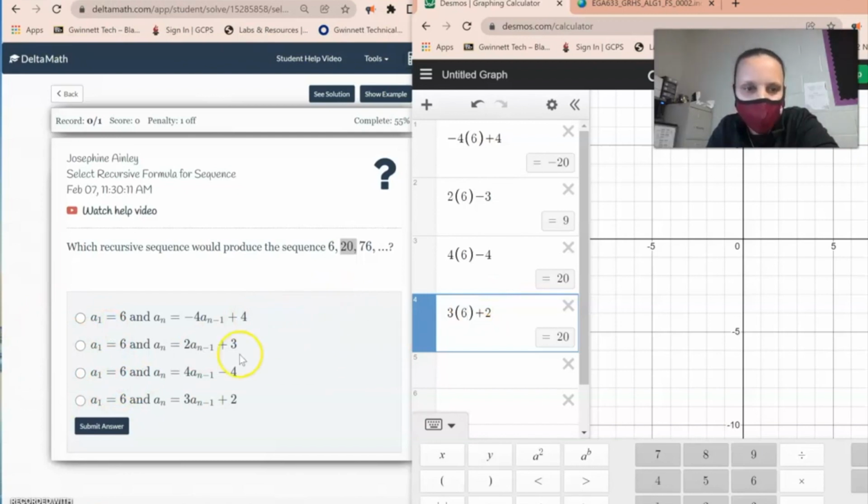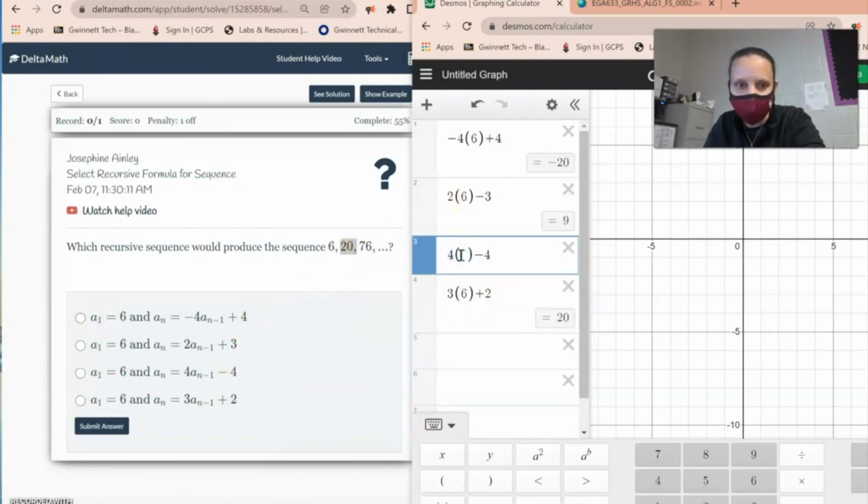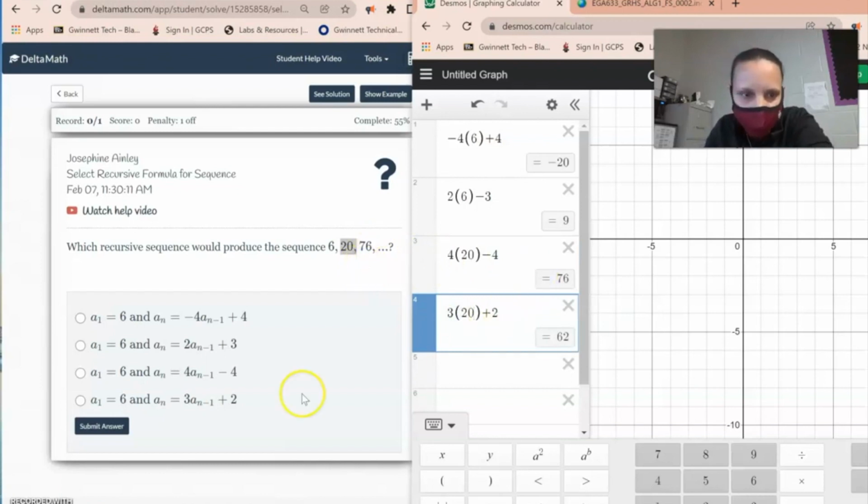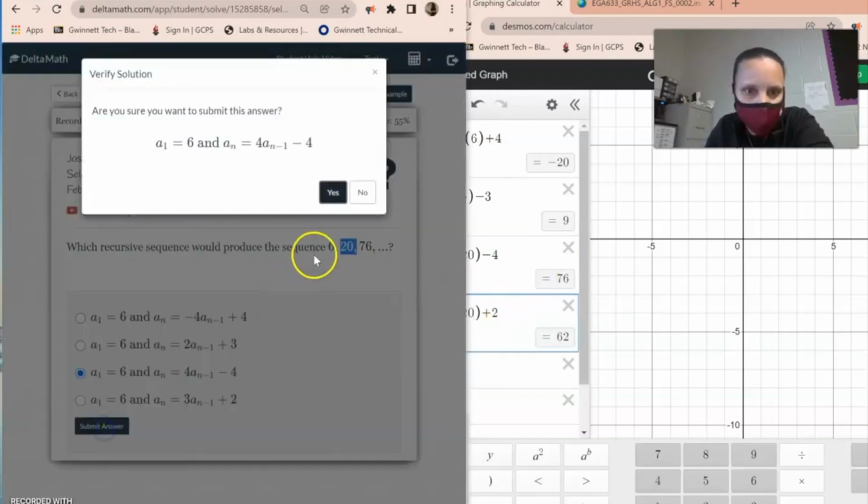Now it's saying when I put 20 in there, will I get 76? That's what that is. So I only need to do it on the last two. When I put in 20, which one gives me 76? C. So this is your answer. Just that easy.